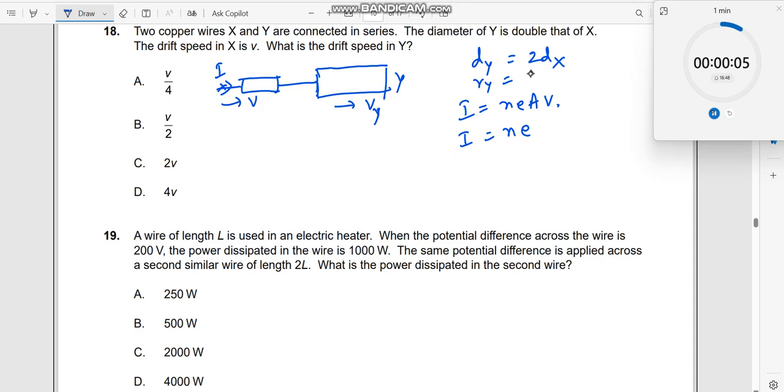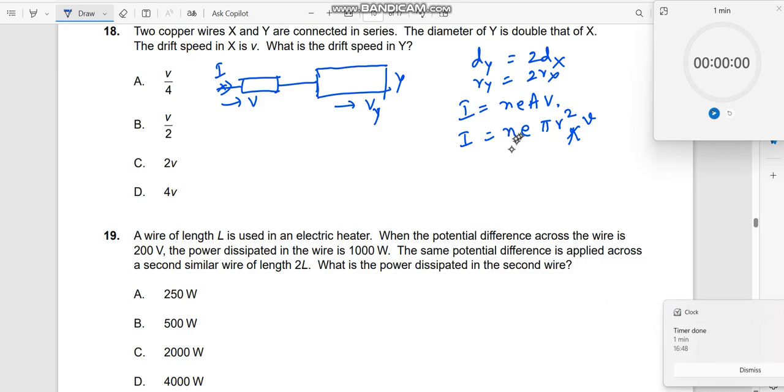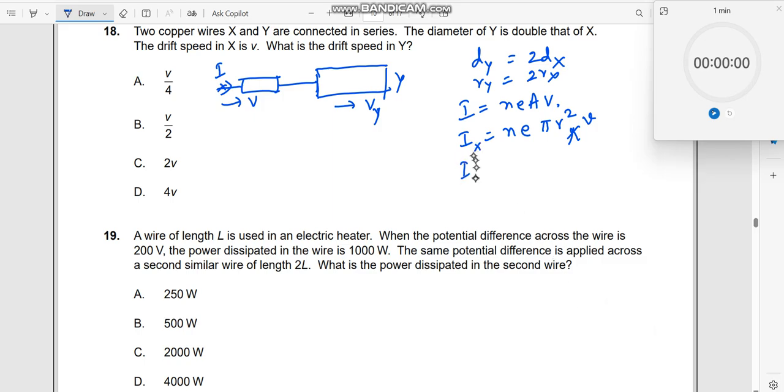So I can now write Ry equal to 2 times Rx. So I can now write N e pi Rx square into V in the first case, because it's in X. Now Ix I'll write here. For Iy, I should write N e pi Ry square into what is the speed? We do not know. Let us say V dash over here.